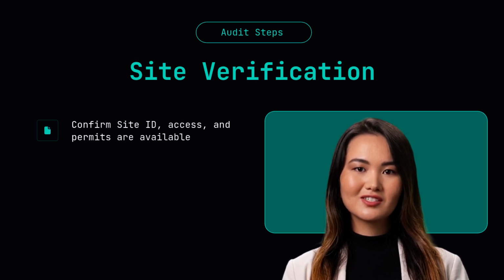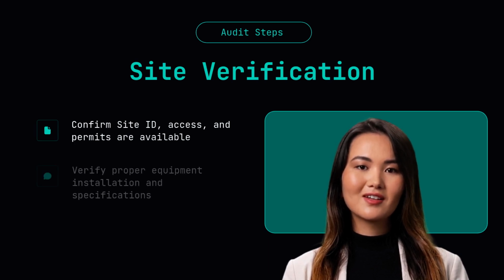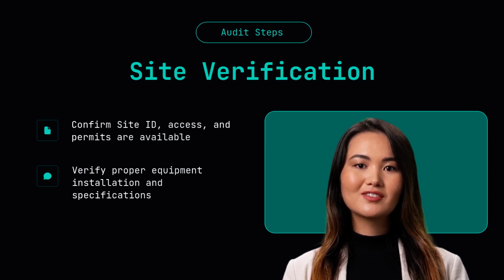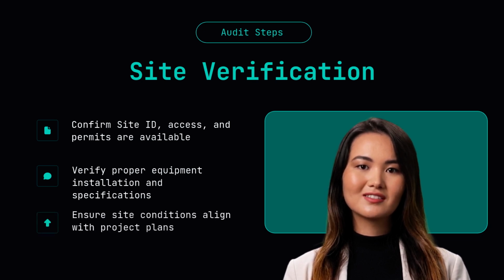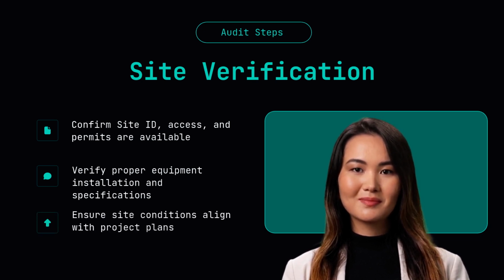Confirm that the site ID matches records, access is available, and work permits are valid. Verify that equipment is installed correctly, components match specifications, and no visible defects appear. These steps ensure that physical site conditions align with project plans.